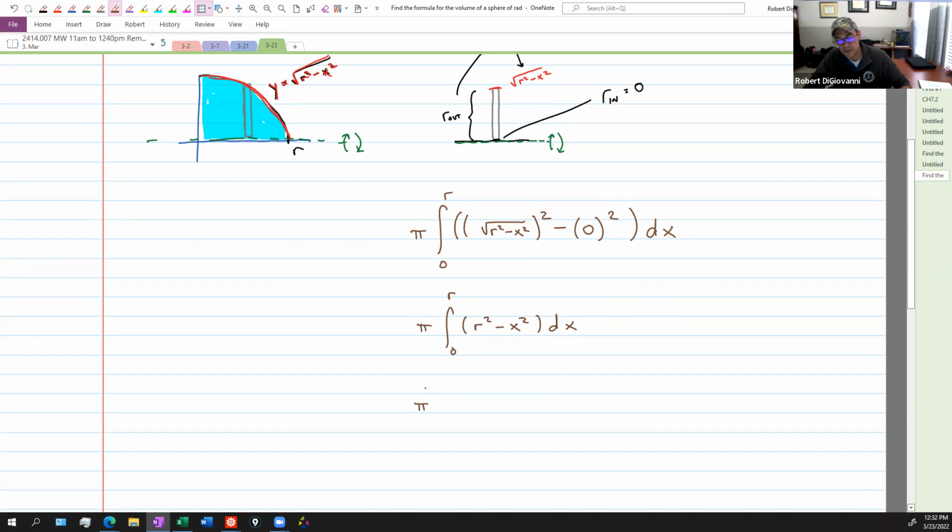Now we're ready for the antiderivative. No trig sub here. This is just a straight up antiderivative. Remember, r is a constant, so r squared is a constant, which means the antiderivative of r squared is just r squared x. If that was a 5, the antiderivative of 5 would be 5x. So the antiderivative of r squared is just r squared x minus 1/3 x cubed. And we're evaluating this from 0 to r.